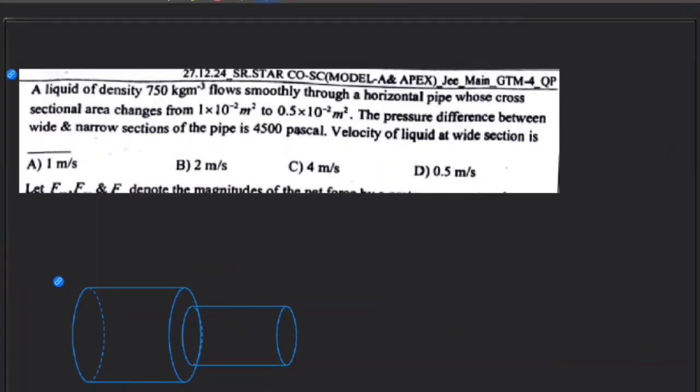So next one is this one. A liquid of density 750 kg per meter cube flows smoothly through a horizontal pipe whose cross sectional area changes from 1 into 10 power minus 2 meter square to 0.5 into 10 power minus 2 meter square. The pressure difference between the wide and narrow sections of the pipe is 4,500 pascal. The velocity of the liquid at the wide section is. So here we already solved this kind of problem. This is based again on Bernoulli's equation.